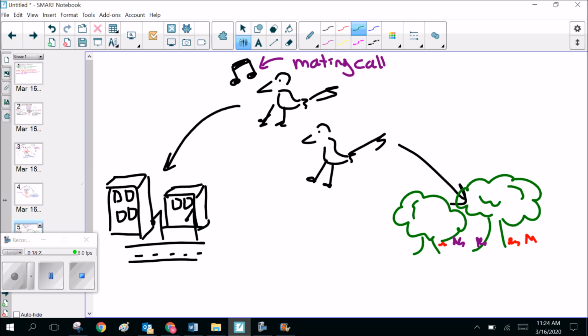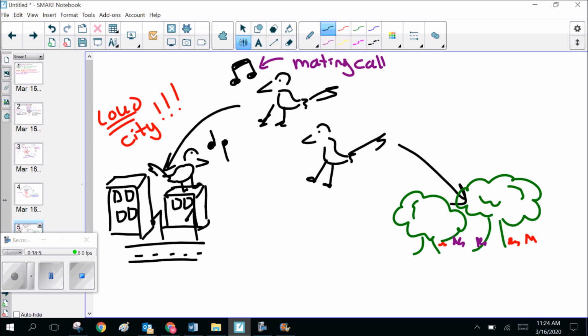Well, the sound over here is super loud. It is a loud city, right, with all of the noise and chaos going on over here. And so when these birds try to sing in this city, they can't be heard over the noise of the city. So in order to compensate, the birds have to come up with a new song. And so their new song looks something like this. Okay, and that's what they have to do in order to be heard. So we're going to have to say we have a new mating call.